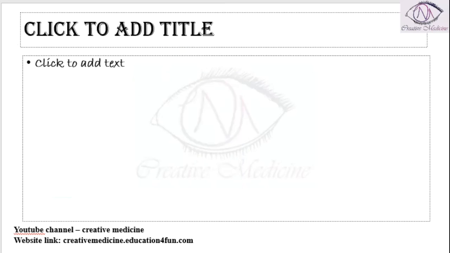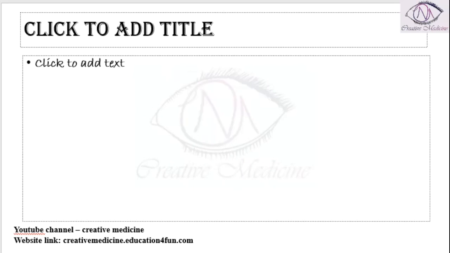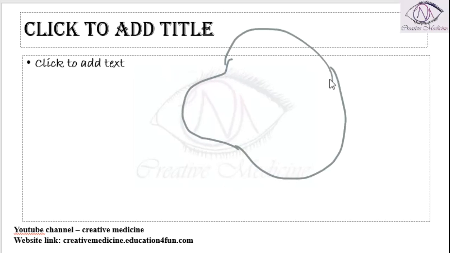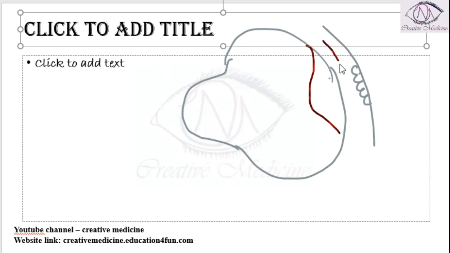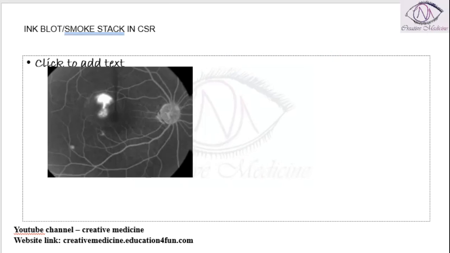If I have to draw the diagram here, I don't know whether it is conveyed properly or not. So this is the eye. There is the retinal pigment epithelium, and this epithelium is defective. As a result, the elevation will be something like this. This is the neurosensory retina and this is the retinal pigment epithelium. There is elevation of the neurosensory retina, and here there is fluid. So this is central serous retinopathy.